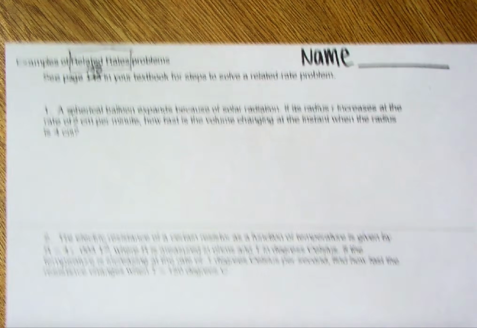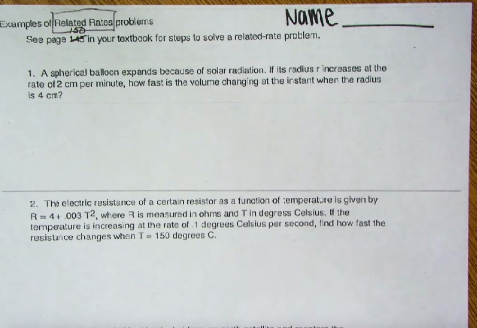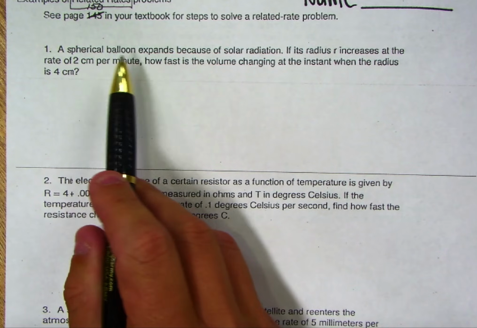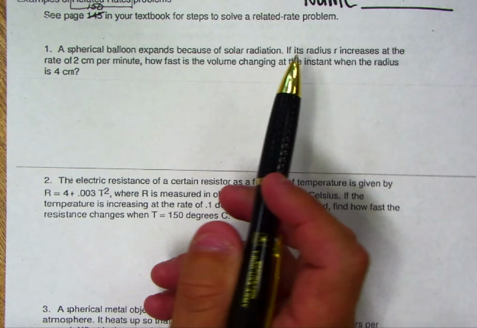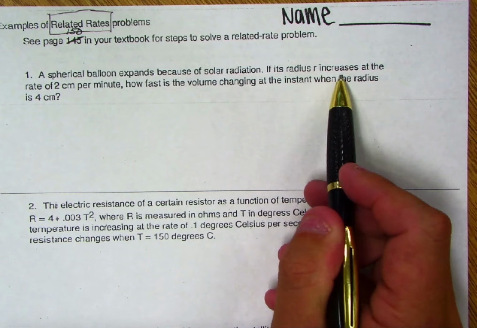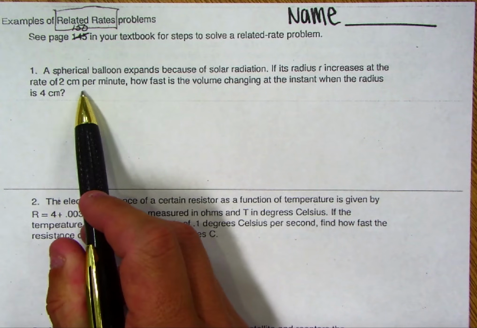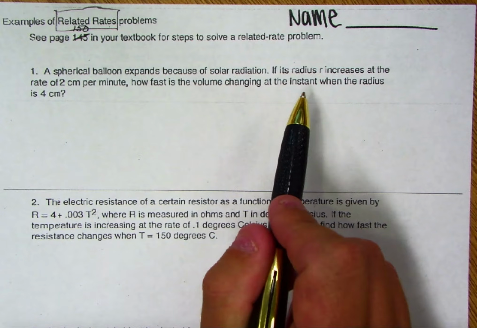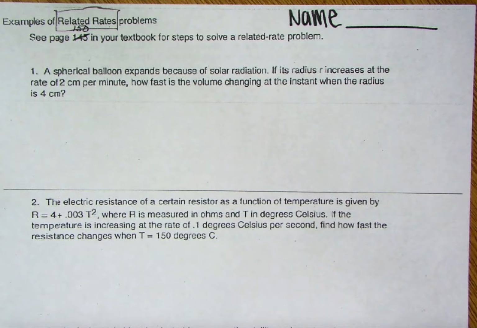But I'm just going to start by reading example 1 pretty slowly and then kind of explaining what our process is. Okay. So this says, a spherical balloon, so we're dealing with a sphere, expands because of solar radiation. Exciting. If its radius r increases at the rate of 2 centimeters per minute, how fast is the volume changing at the instant when the radius is 4 centimeters?